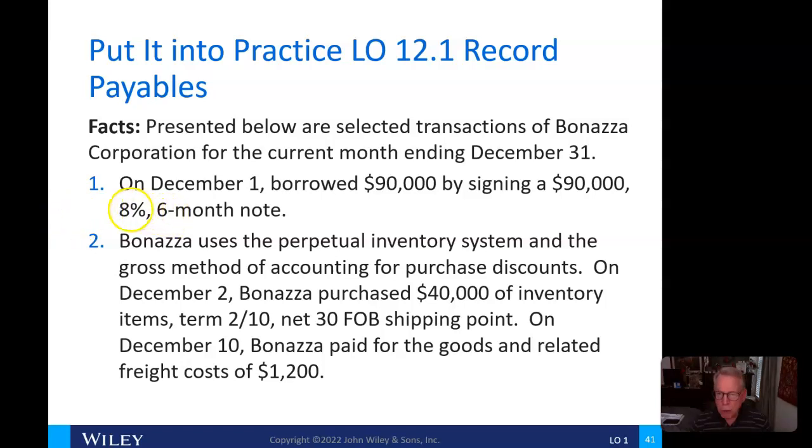On December 2, Bonanza purchased $40,000 of inventory items, terms 2/10, net 30, FOB shipping point. So if it's FOB shipping point, that means that Bonanza is responsible for the inbound freight, and that freight is going to be recorded to inventory, not to shipping expense. On December 10th, Bonanza paid for the goods and related freight costs of $1,200.